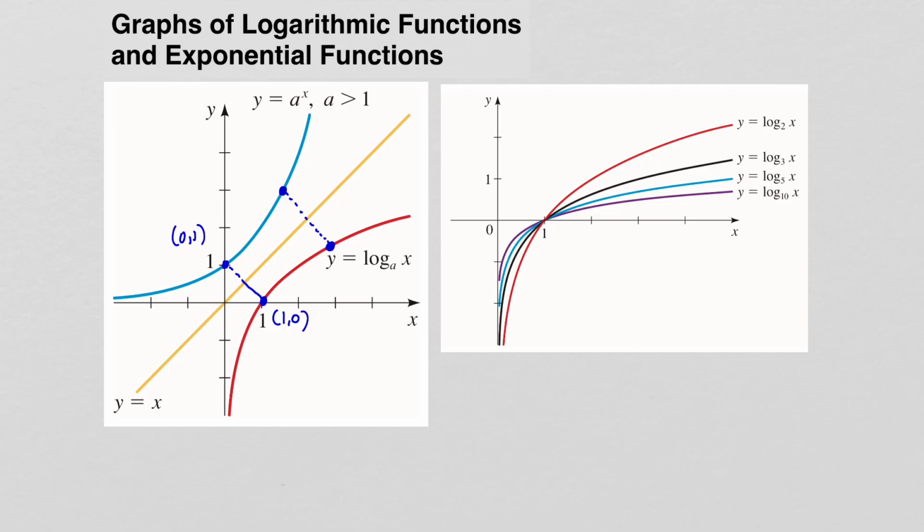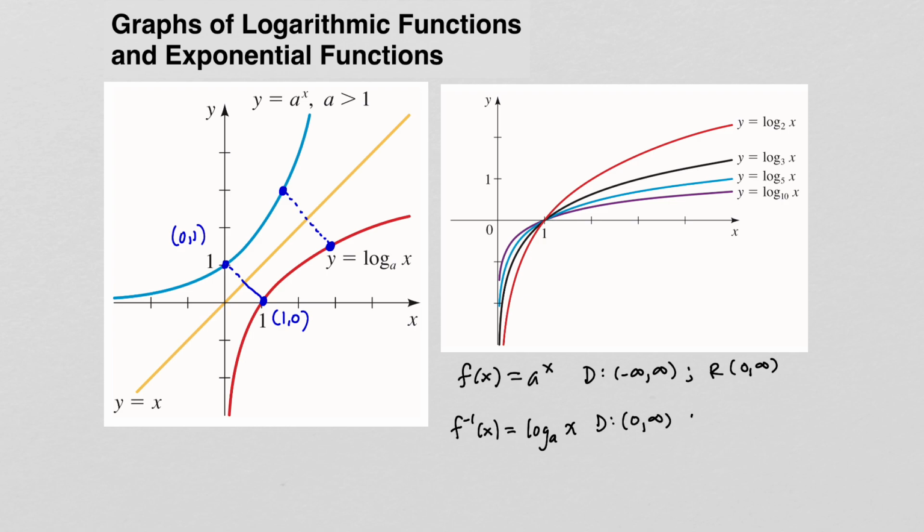One other thing to take note of here is if I have a function f of x equals a to the x, we know for exponential functions the domain is all real numbers and the range is all positive numbers. So the inverse of that exponential function is going to be log base a of x, and its domain will be positive numbers and its range will be all real numbers. And we know this because we know that domains and ranges of inverse functions are switched.